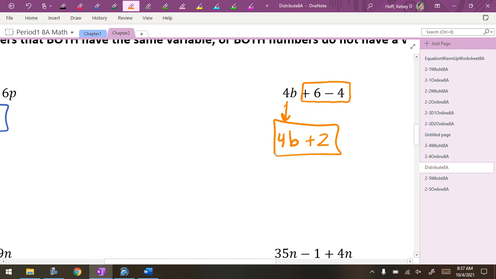Try the bottom ones on your own right now. Do exactly what we just did. If they have the same letter, or if they both are numbers without letters, put them together. Okay, you're supposed to be doing these two now on your own.